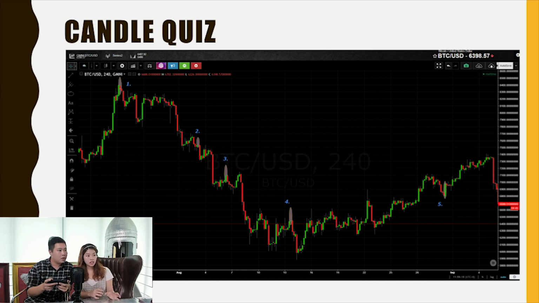A bearish spinning top? I don't think there's such a thing as a bearish spinning top. It's red. Okay, it's a red spinning top.